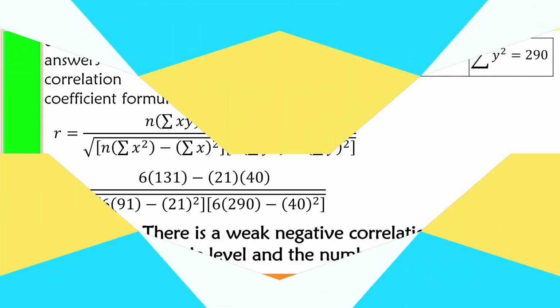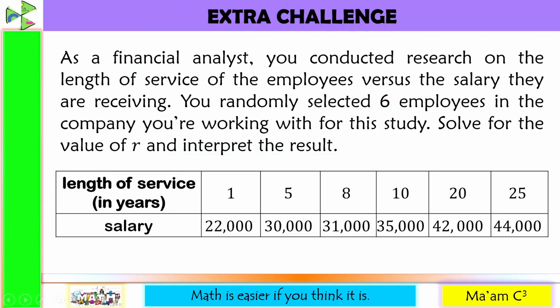Let us do an extra challenge. As a financial analyst, you conducted research on the length of service of the employees versus the salary they are receiving. You randomly selected 6 employees in the company you're working with for this study. Solve for the value of r and interpret the result. So we have here the length of service in years: 1, 5, 8, 10, 20, and 25, and their corresponding salary.